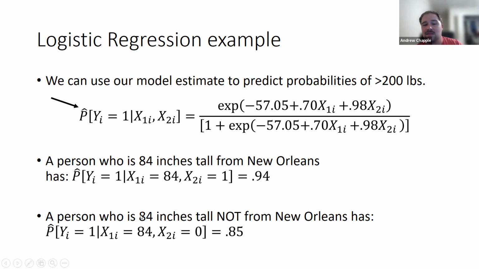Similarly, if I want the estimated probability of somebody who's 84 inches tall and not from New Orleans, I plug in x1i is 84, x2i is 0. So I plug in 84 here, a 0 here, and then fill it out.